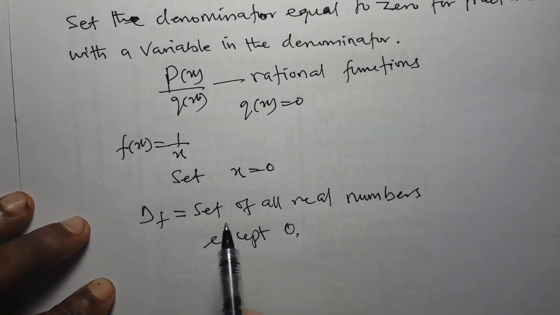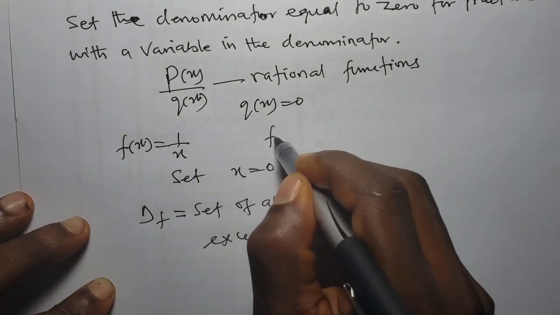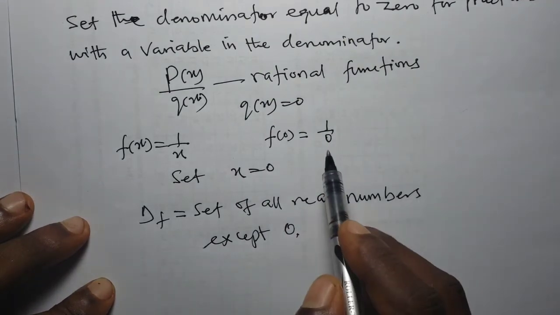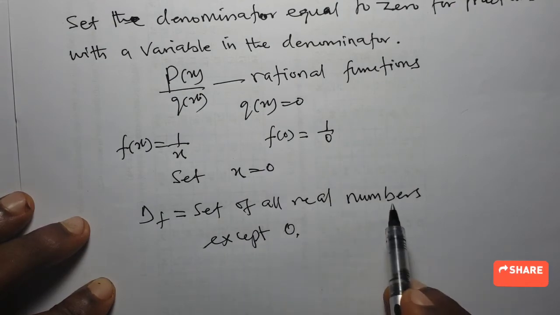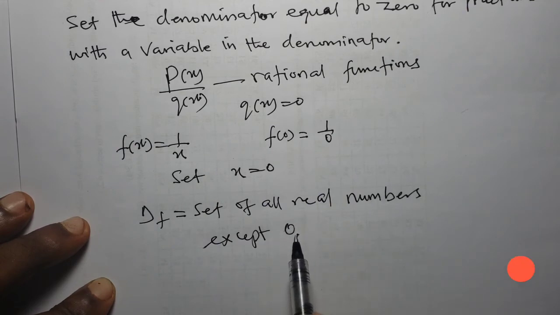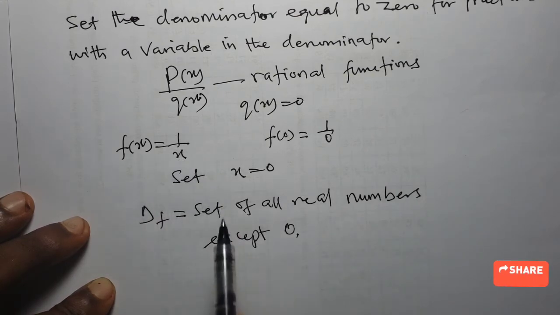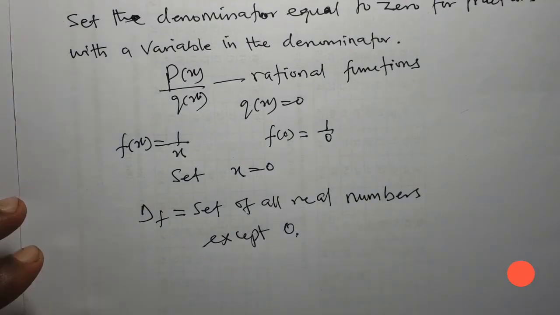Except 0. Why are we saying except 0? Let us see. If we plug in the value 0 into this function, what do we get? We get f of 0 equal to 1 over 0. And again, in mathematics, division by 0 is undefined. So in the set of all real numbers, this is the only real number that does not produce a unique image in the function f of x equal to 1 over x. So the domain of the function here is the set of all real numbers except 0.